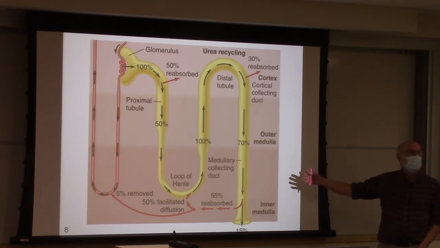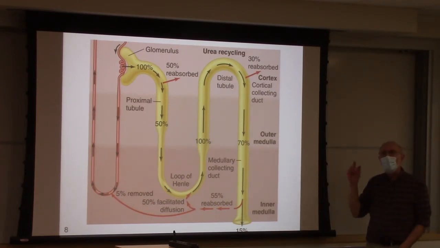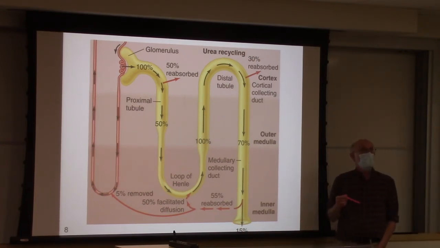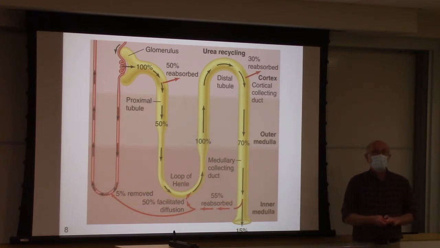This is the slide that reminds me to talk about it. But all I really want you to know is that urea is a solute that is produced by the metabolism of protein. So if you eat protein, you make urea. And we all eat some protein. So urea is a solute that comes from metabolism of protein in our diet.